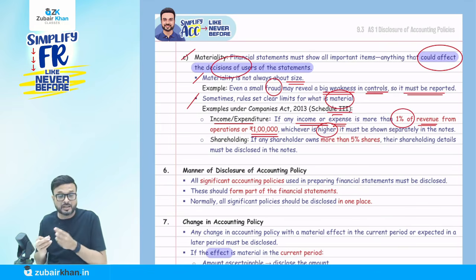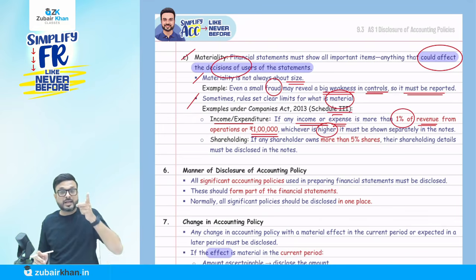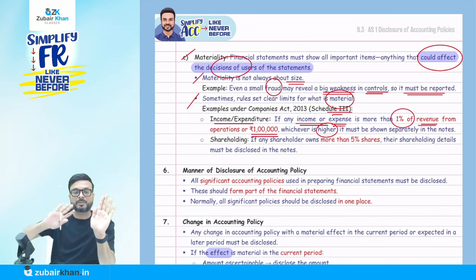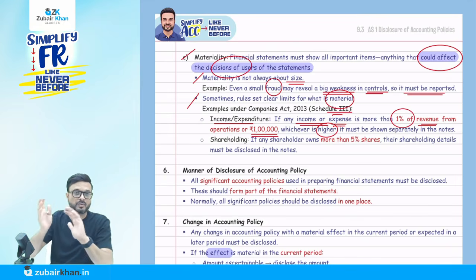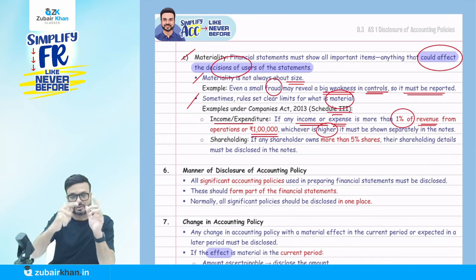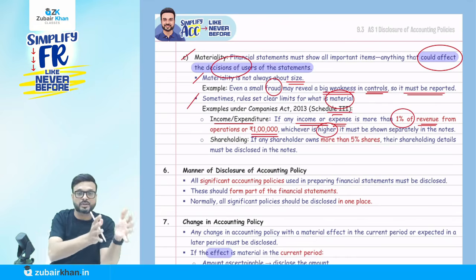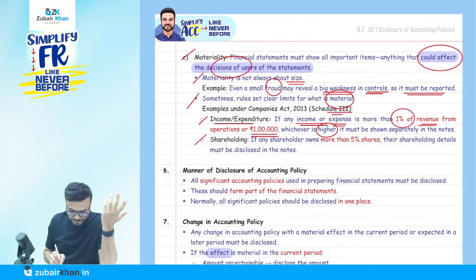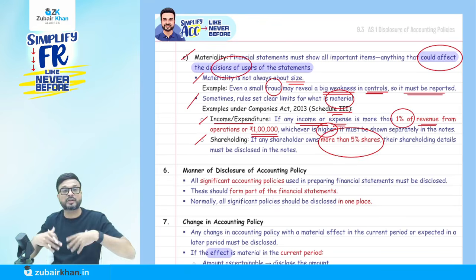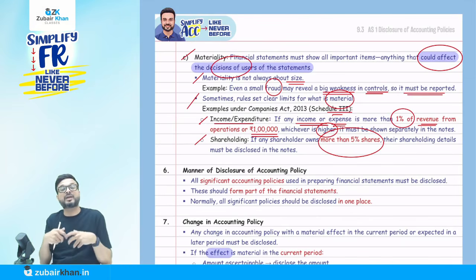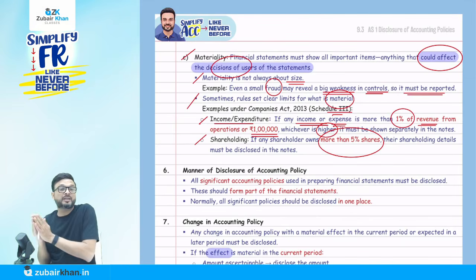So income or expense must be shown separately if the amount is 1% of revenue or rupees 1 lakh, whichever is higher. For example, if 1% of revenue comes to 1,50,000 and 1 lakh is fixed, I will take 1,50,000. So any income or expense more than 1,50,000, I have to show separately. One more example: if any shareholder holds more than 5%, then we have to disclose the details in the notes to accounts. So these are the items that we have to disclose, which are specifically mentioned in law.